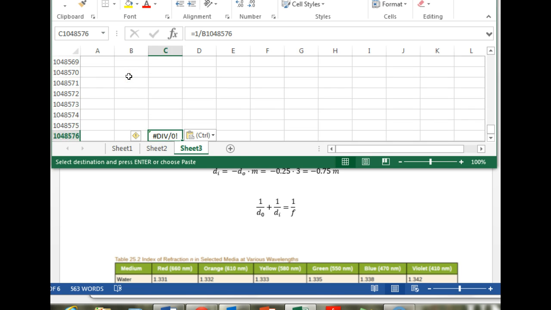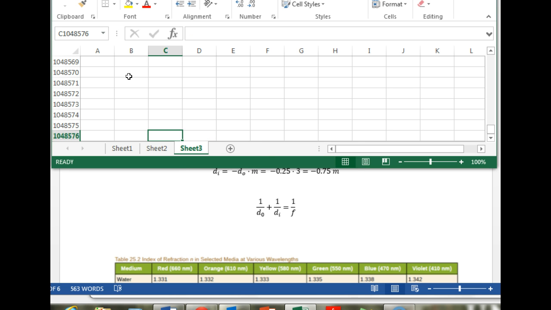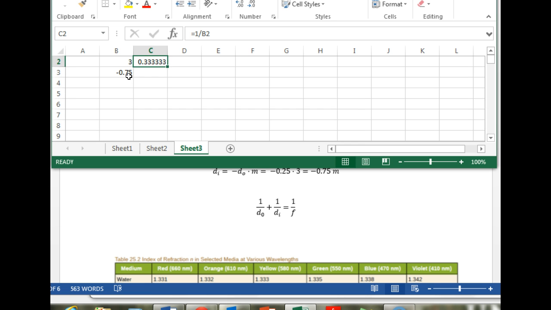I hit the hotkey that I didn't mean to hit. Okay. All right. And sum these. And now the focal length is 1 over that.